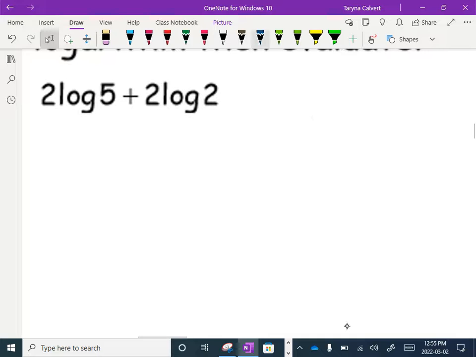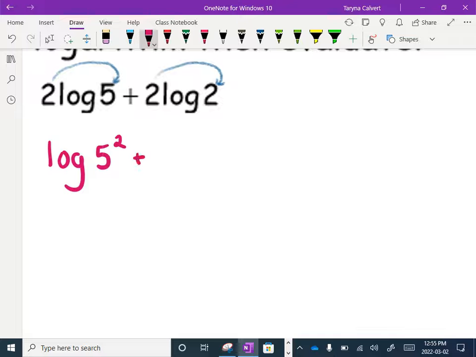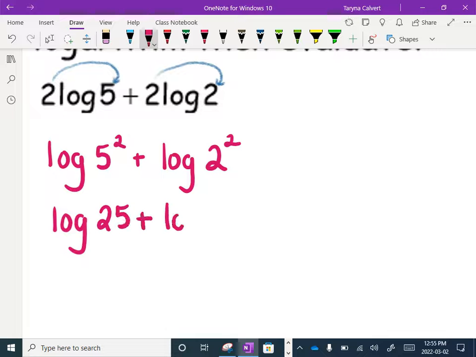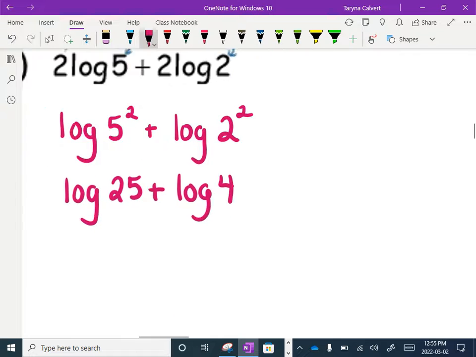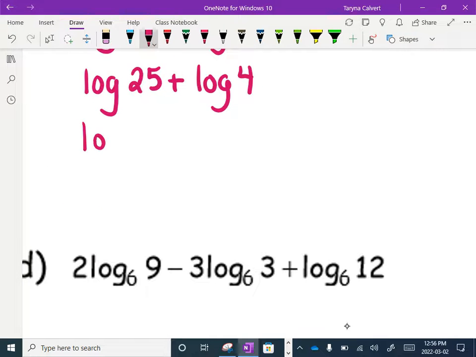So with this one, away I go. So this has to go up. This has to go up. So I have log base 10 of 5 squared, which is going to be 25. And then log base 10 of 2 to the exponent of 2, which is going to be 4. So away I go. So this one, it's addition. So instead of dividing, I am multiplying.